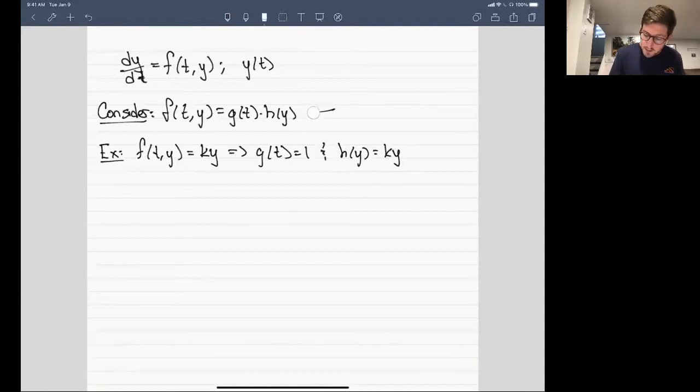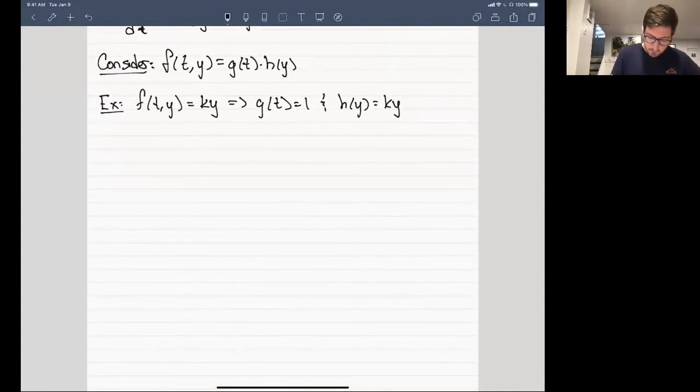This is what's called a separable function. It says you can separate out the variables. So f is a function of two variables, t and y. But when you look at it, you can see that you can sort of separate the variables out into a function just of t and a function just of y. And so why is this important?